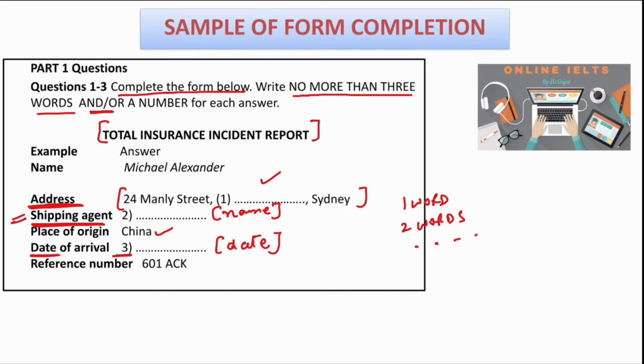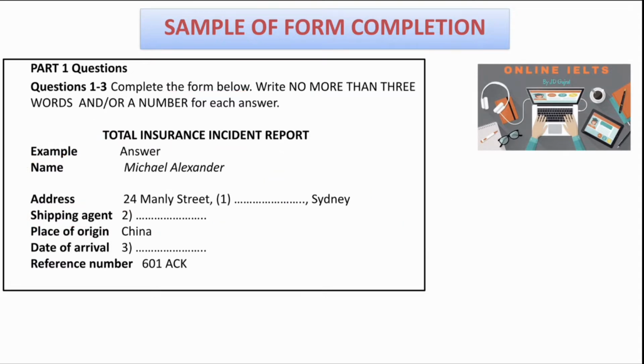You must check for any title or any example given to you. This will help you to find your first answer. This will make you relate to the conversation, to understand what kind of conversation is going on and being given by the speaker. So if the title given is total insurance incident report, then every detail asked of you is related to insurance, and the name is already given as an example, that is Michael Alexander. So I'll play the audio now and you can mark your answers. Listen carefully and answer questions 1 to 3.